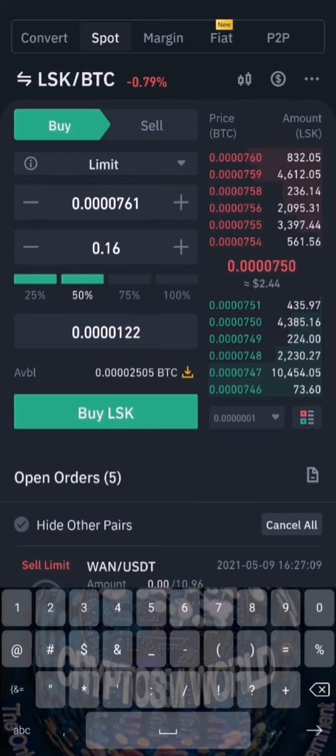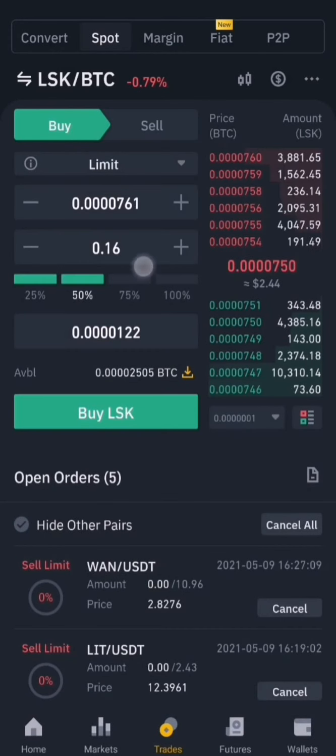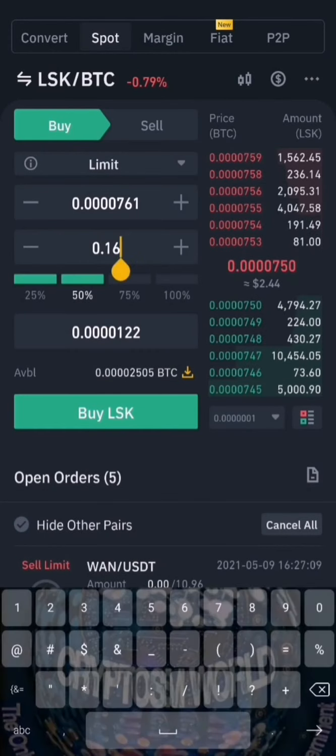Now we see how we can buy, and we click on buy, and our trade goes through. So now let's go back to how we can sell.